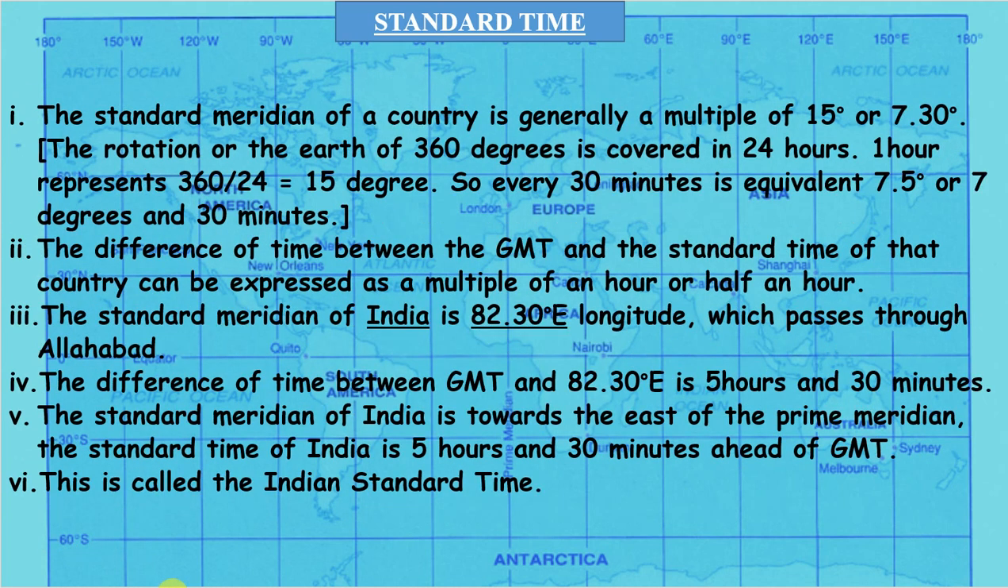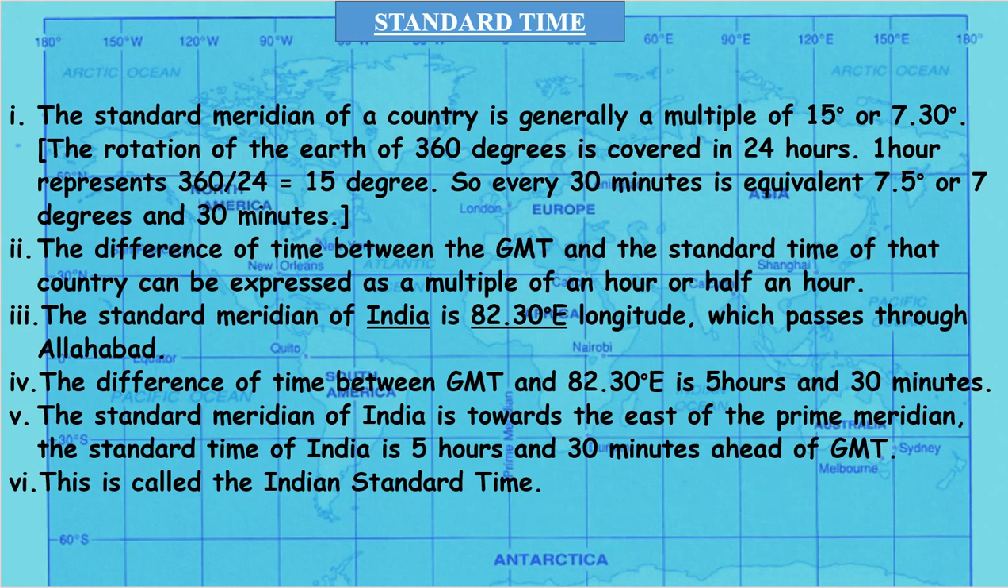The standard meridian of a country is generally a multiple of 15 degrees or 7.5 degrees. You can see I have written a note over there to make you understand the above sentence. As we know, the rotation of the earth of 360 degrees is covered in 24 hours, and 1 hour represents 15 degrees. So every 30 minutes is equivalent to 7.5 degrees or 7 degrees 30 minutes. I think the statement is quite clear.